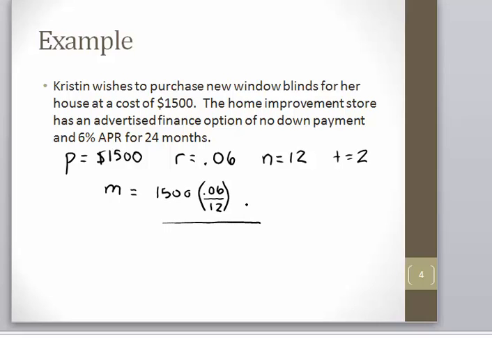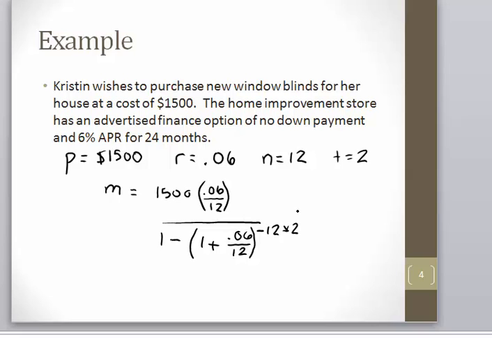For the denominator of our fraction, the formula says 1 minus, and in parentheses, 1 plus R divided by N. So again, 0.06 divided by 12. And we're going to raise that to the negative N times T. So that will be negative 12 times 2.